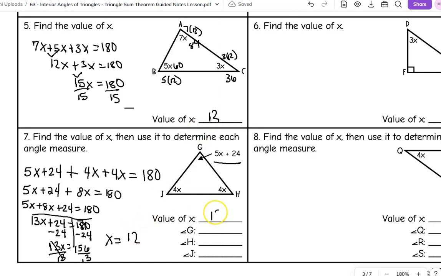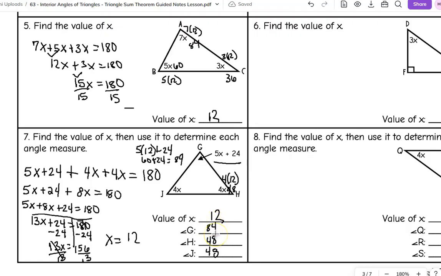Okay, so I now know x is 12. I now have to plug it back in to find out what the actual angles are. So 4 times x, x is 12, so 4 times 12. 4 times 2 is 8, 4 times 1 is 4, so angle H is going to be 48. Angle J is also going to be 48 because it's also 4x. I'm then going to do 5 times 12 because x equals 12, plus 24. So 5 times 12 is 60. 60 plus 24 gives me 84.